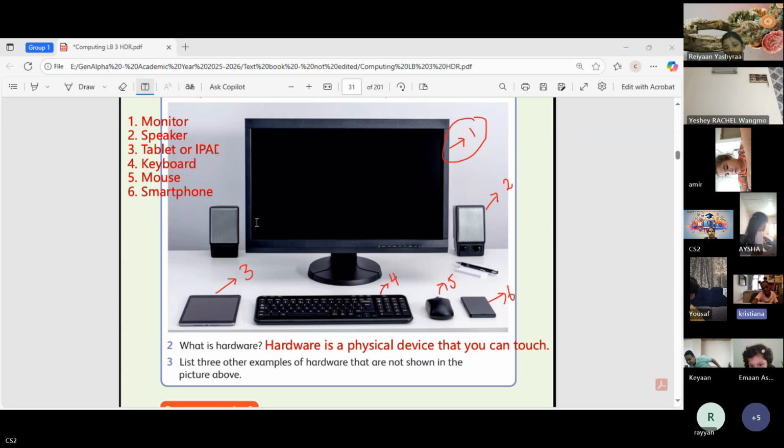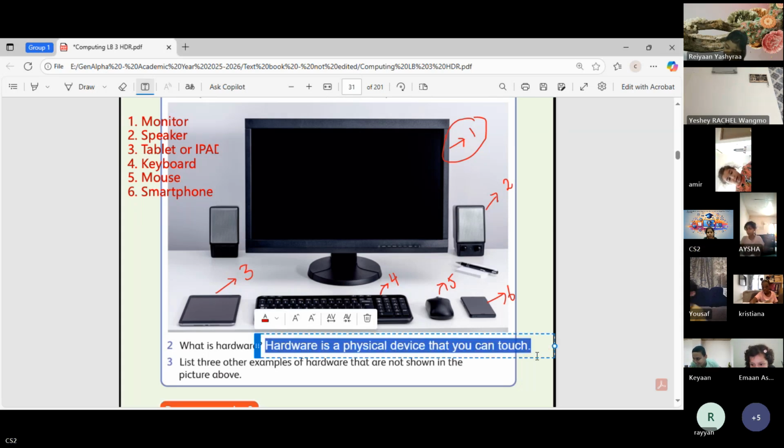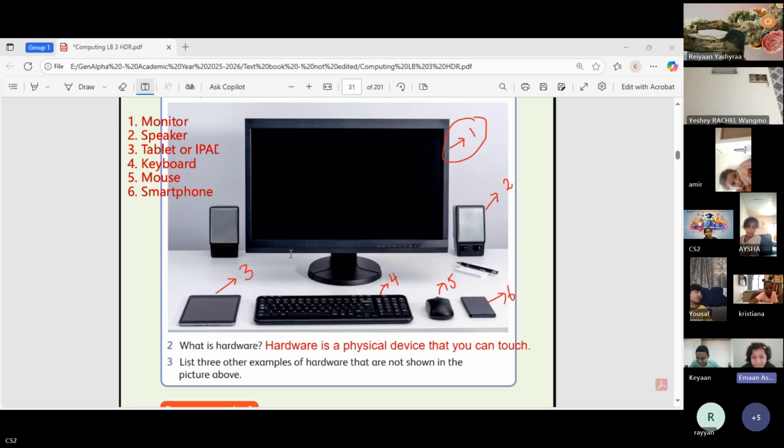I'm done writing. Completed? Yes, I'm done. Okay, so we have the next question, right? Can you see? List other 3 examples of hardware that are not shown in the picture.